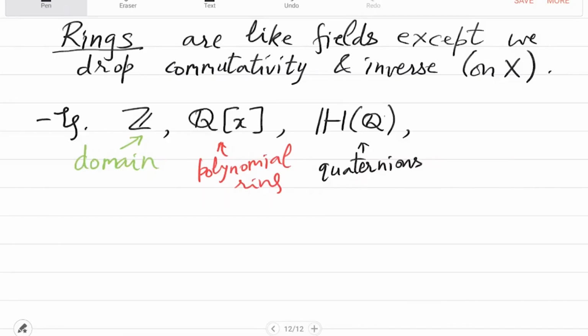So what is this? How many elements do you have here in quaternions? Eight. No, so these basis elements are few, but the number of elements is infinite.